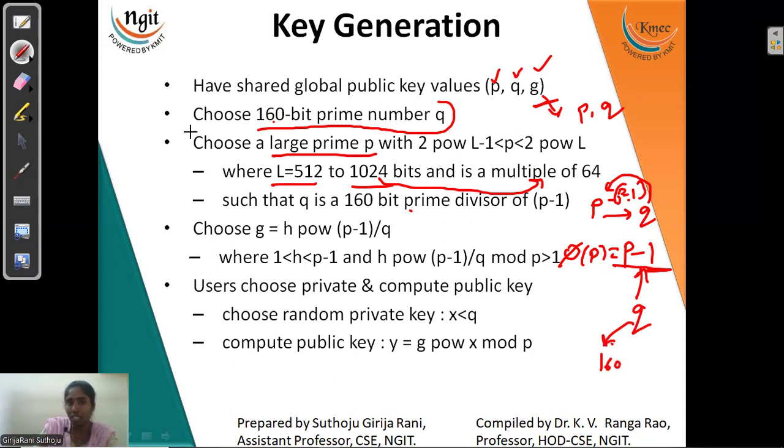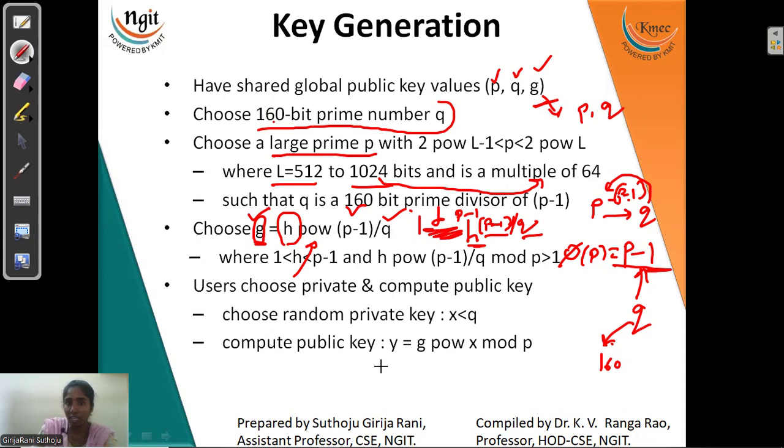Then after taking the P and Q values, we have to calculate G. Here, G is H to the power of (P minus 1) by Q. So P is a large prime number, Q is a prime divisor, and H is any value from 1 to P minus 1. You can choose any value from 1 to P minus 1. After taking this value, substitute it in this formula, so that we get the G value.